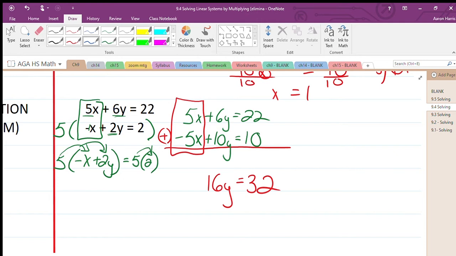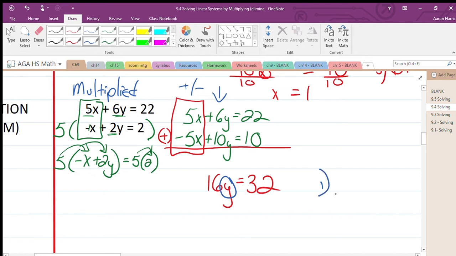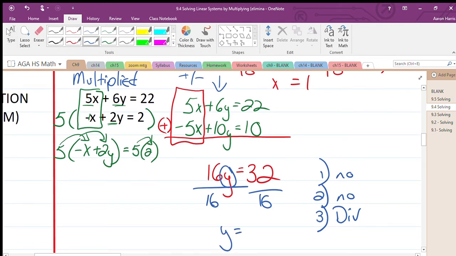So essentially, let's talk about this. We multiplied here, and once we multiplied, we got equations that we were able to add or subtract that would eliminate one of the variables. See how simple that is? So now, all I have to do is the 4 steps to solve for y. Simplify, combine like terms, nothing to do. Remove addition, subtraction, nothing to do. Remove multiplication, division. I'm going to divide. Divide by what? 16. So y is equal to what? 2. 32 divided by 16 is just 2.